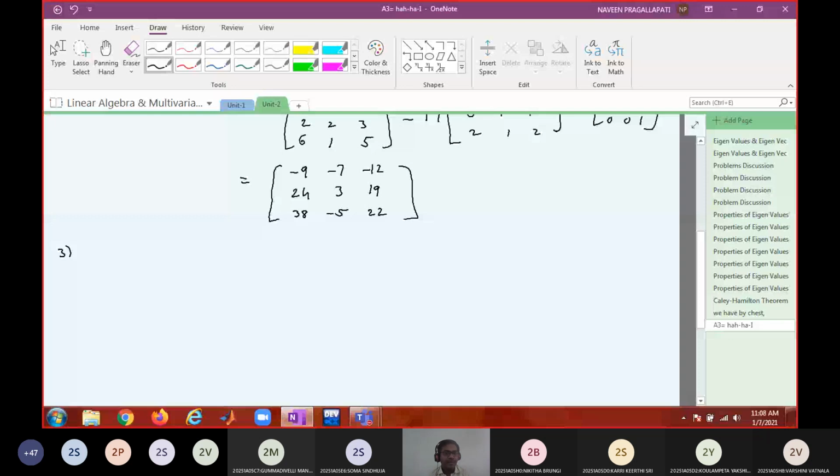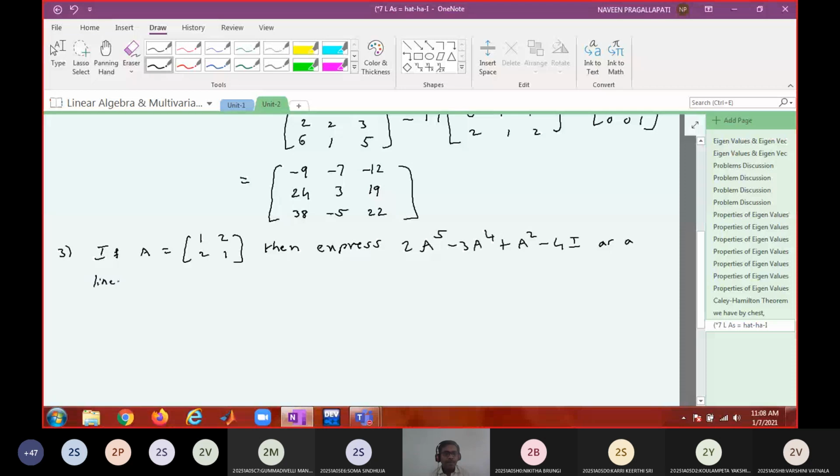If A equals [[1, 2], [2, 1]], then express 2A^5 minus 3A^4 plus A^2 minus 4I as a linear polynomial. What do you mean by linear polynomial?